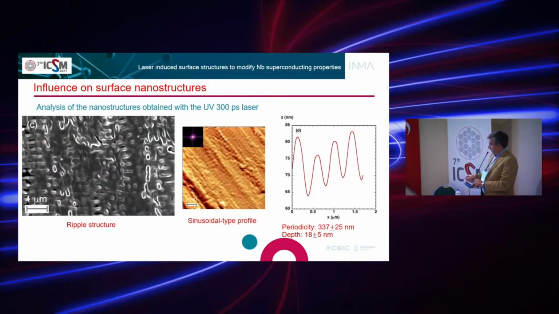If we look at one of these structures and then measure the roughness and the periodicity, you can see that we have a periodicity that is very close to the wavelength of the laser we have been using, and the depth is of the order of 18 nanometers. I will keep this line in mind because then we are going to compare with the other laser.